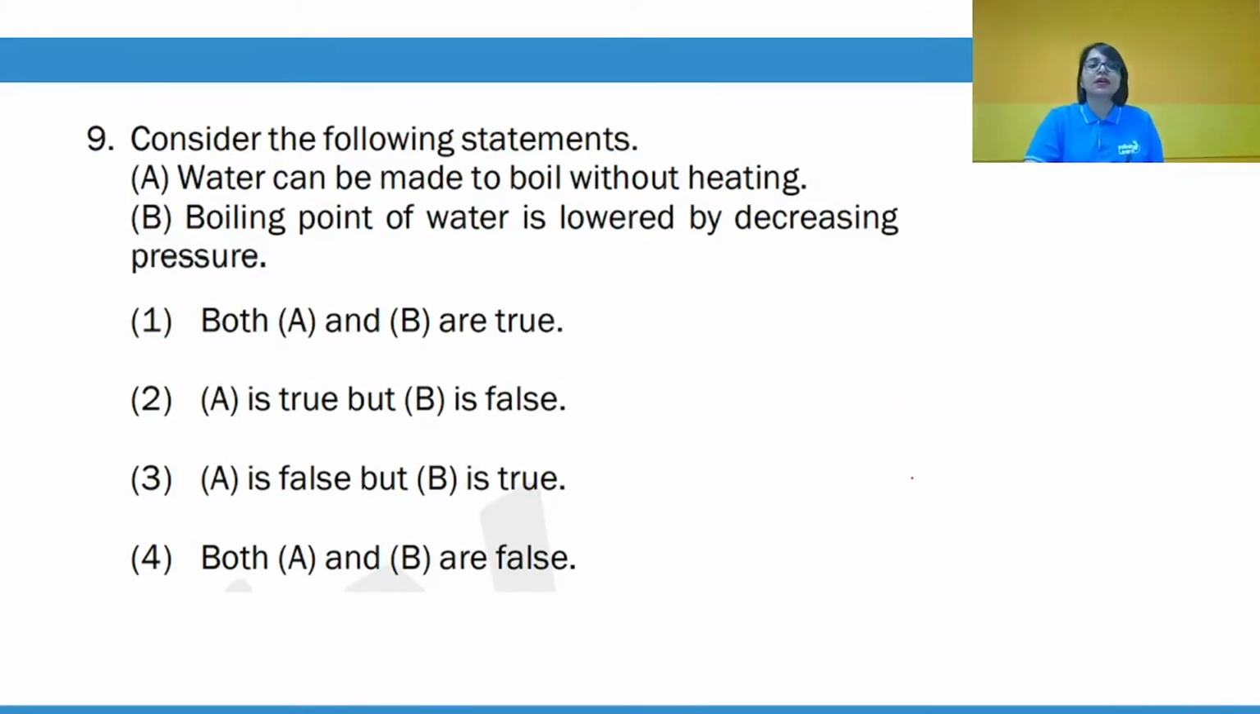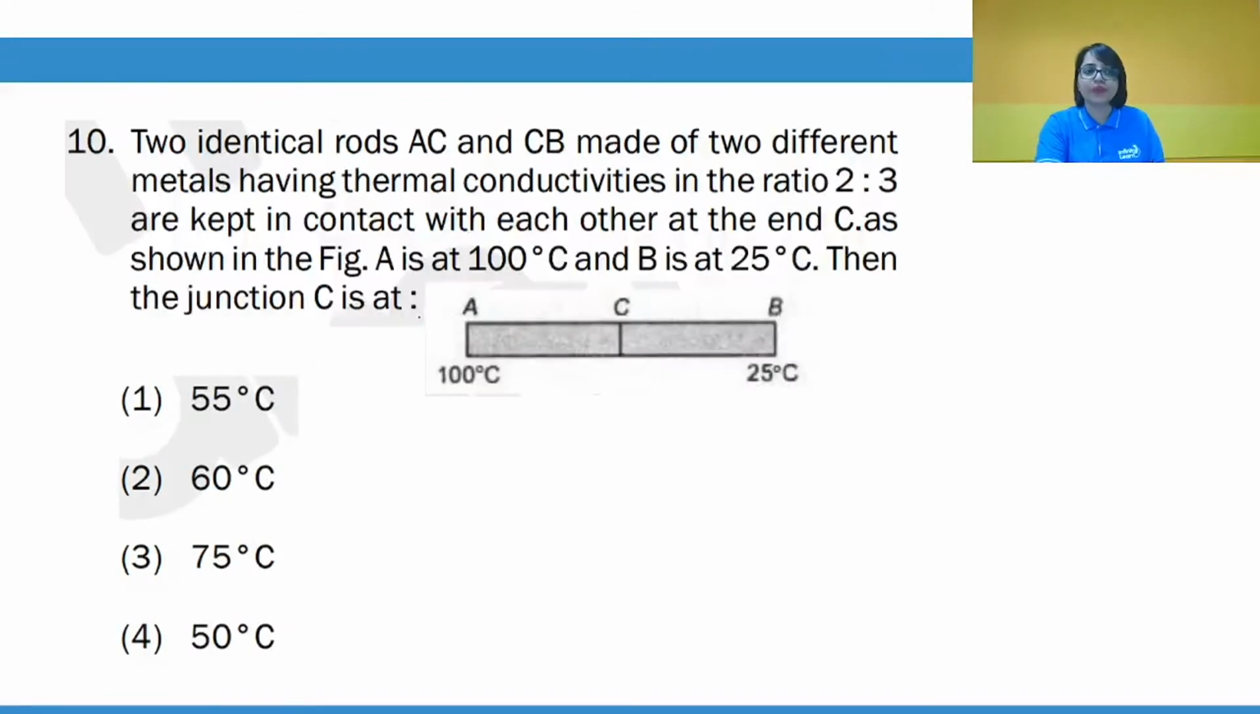Next is, water can be made to boil without heating. Yes, by decreasing the pressure, we can make water boil. So this is true. Boiling point of water is lowered by decreasing pressure. Yes, up to the triple point you can decrease the value of boiling point by decreasing the pressure. So statement 1 and 2 both are true.